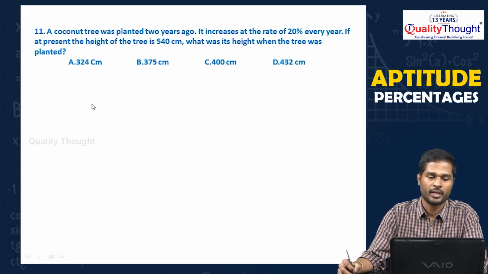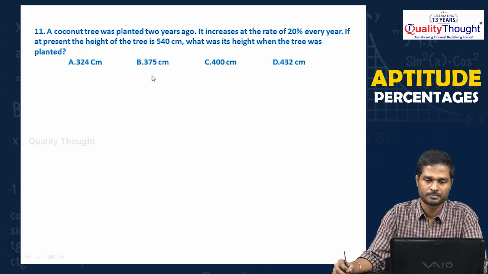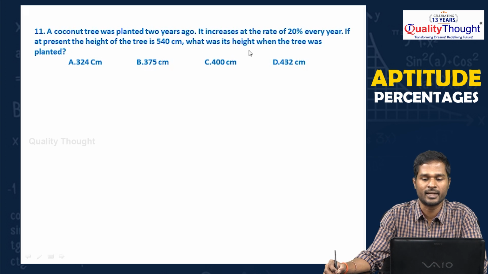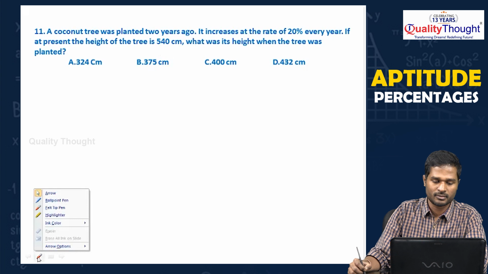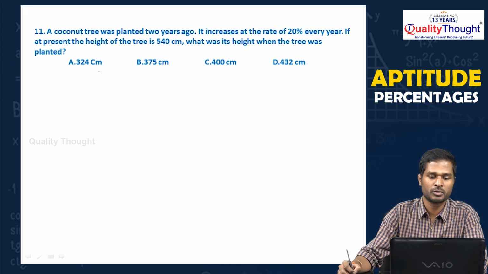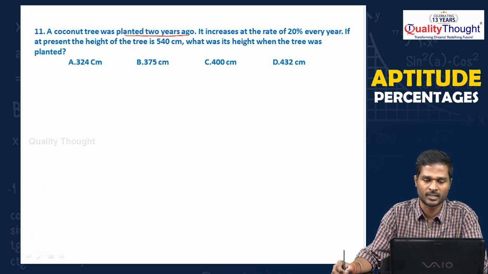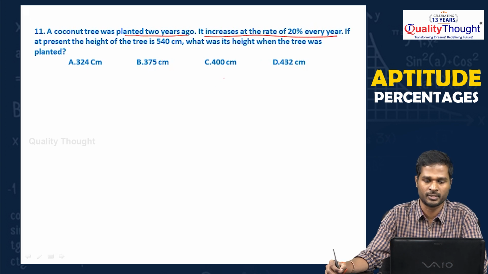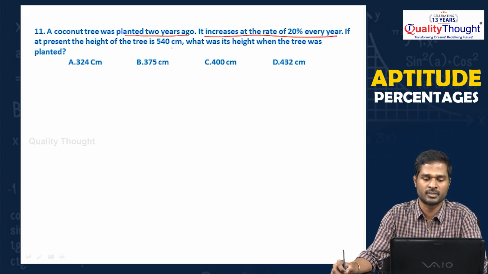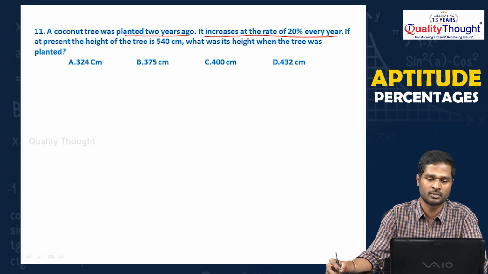The question says, a coconut tree was planted 2 years ago. It increases at the rate of 20% every year. If at present the height of the tree is 540 centimeters, what was its height when the tree was planted? See the line here. He said there was a coconut tree and it was planted 2 years ago. Now, it increases. Increases means it increases its height by the rate of 20% every year. Okay, present height is 540 centimeters. What was its height when the tree was planted?